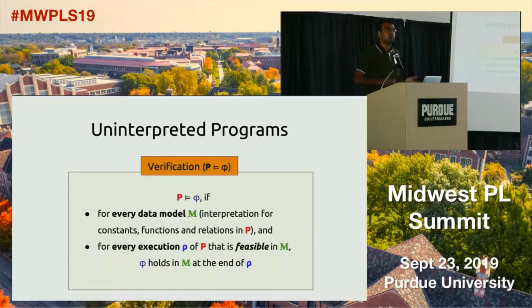So the verification question for these programs more formally is the following. If you have an uninterpreted program P, and if you have a postcondition phi, the verification question asks if it is the case that for every data model M, so recall that a data model gives you the interpretations of all the functions and relations and constants in your program, and for every execution rho of this program, such that that execution is feasible in the data model, the postcondition holds at the end of the execution. That's the verification question.